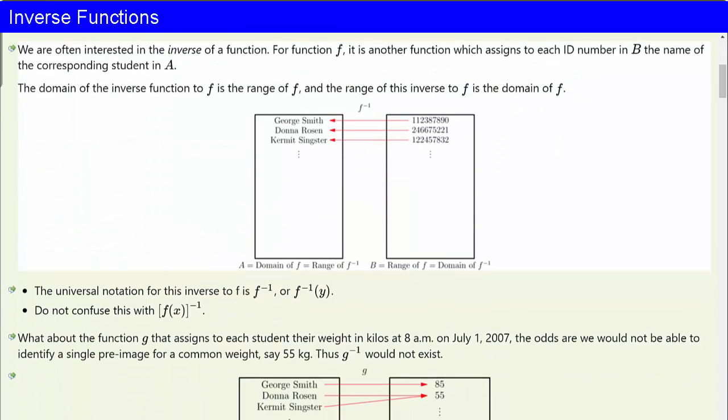Now, it may be that the computer spits out a list of ID numbers which are supposed to receive scholarships based on grade point averages. Then we're interested in the inverse function to f, which would assign to each ID number in B the name of the corresponding student in A. So the domain of the inverse function to f is the range of f, and the range of the inverse is the domain of f.